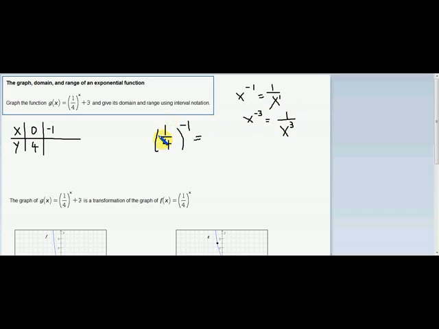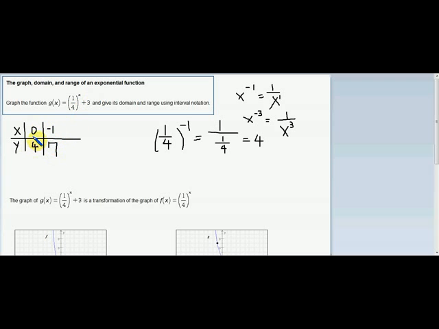So 1 over 4 to the power of -1, same thing, is 1 over 4 to the power of 1, which I'm not going to write. So 1 divided by 1 over 4 is just equal to 4. That's why I picked -1. So when x is equal to -1, this part would be 4. 4 plus 3, we have 7.